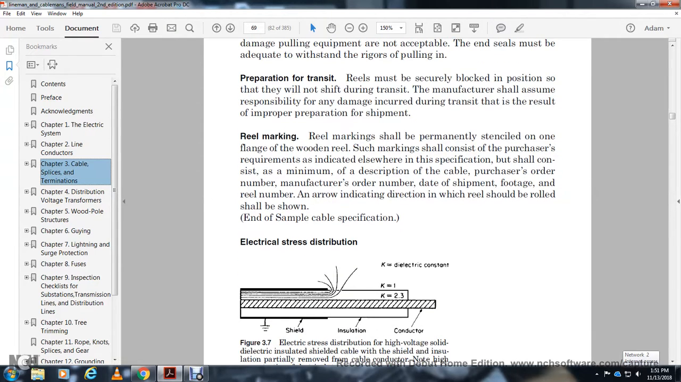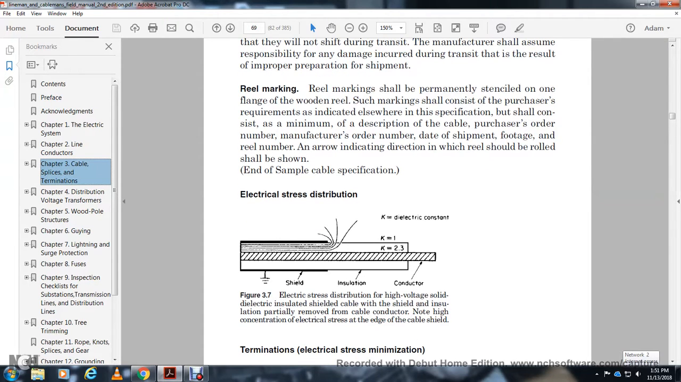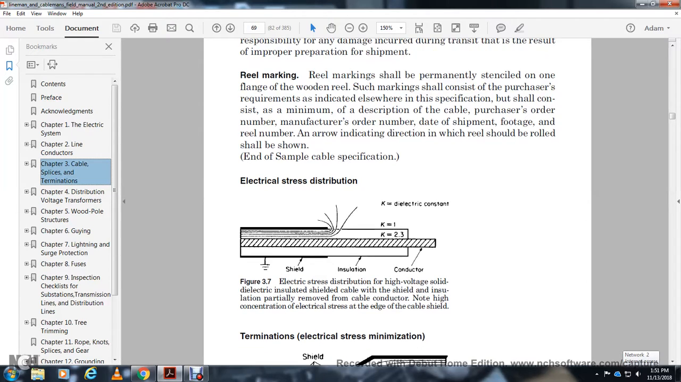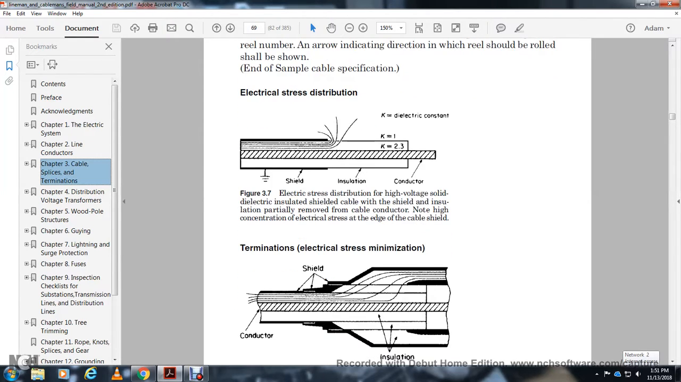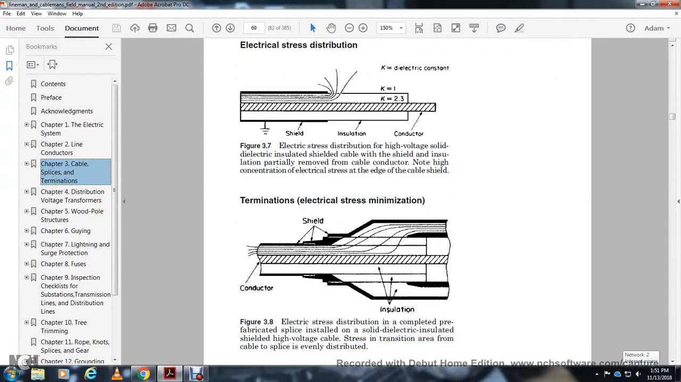Electrical stress distribution. Shown are the ground, the shield, the insulation, and the conductor, where K is the dielectric constant, K1 over the insulation and K2 over the conductor. Electrical stress distribution in a high voltage solid dielectric insulated shielded cable with the shield and insulation partially removed shows high concentration of electrical stress at the edge of the cable shield. Termination electrical stress minimization is shown for the shield, conductor, and insulation. With a completed prefabricated splice insulated with a solid dielectric, the stress in the transition area from the cable to the splice is evenly distributed.